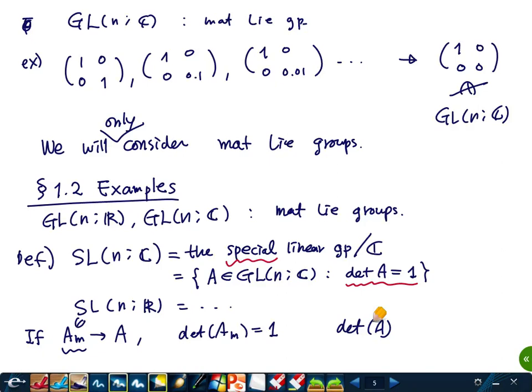Determinant is a polynomial in the entries, so it's a continuous function. So if A_m approaches A, then the determinant should approach this, so it has to have the value 1. It has a value 1, that means it's in the special linear group. So that's good. So it's a matrix Lie group. We don't have to worry about the second part because the first part has been already satisfied. So yes, good examples: special linear groups.